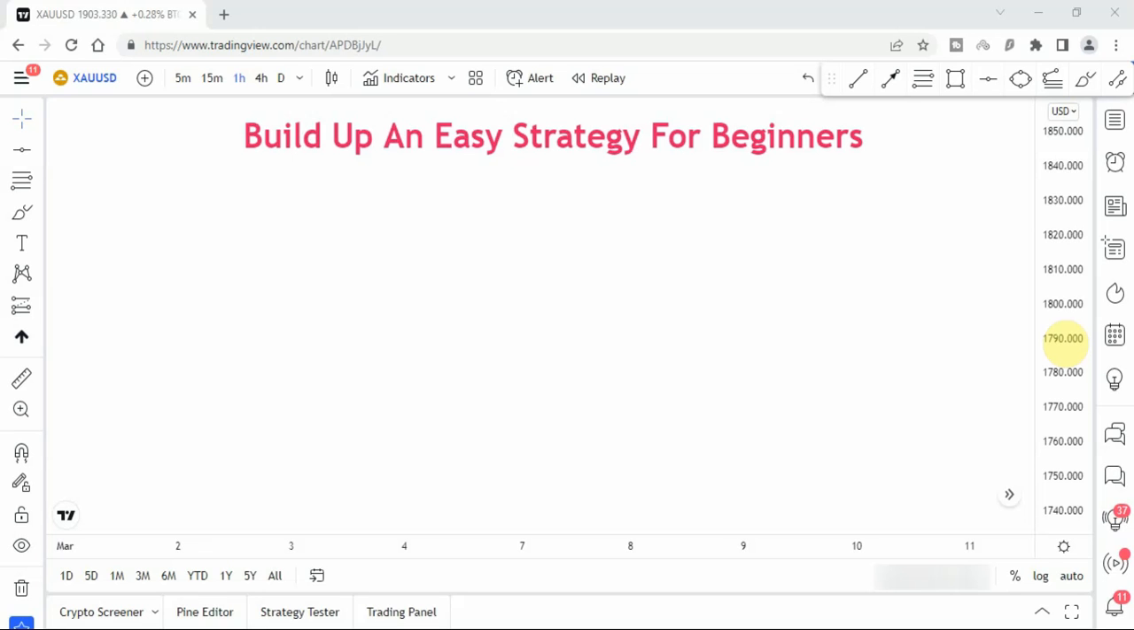Well, here are 4 very easy to learn steps that if you follow, more likely you will not blow up your account anymore and your win rate will go above 50%.